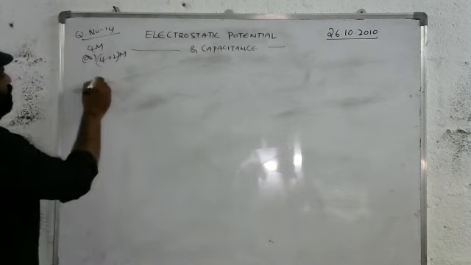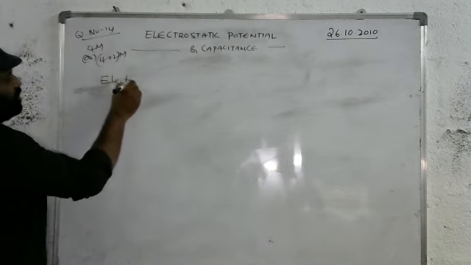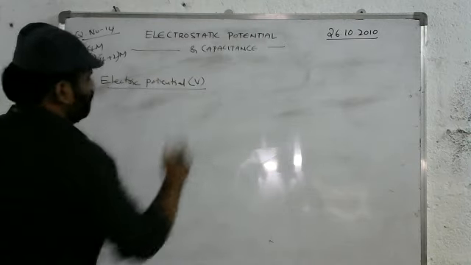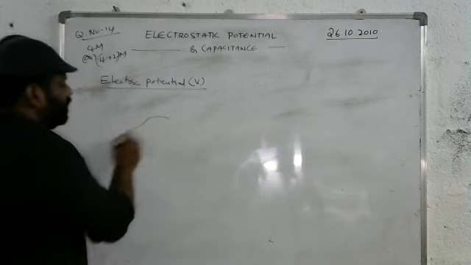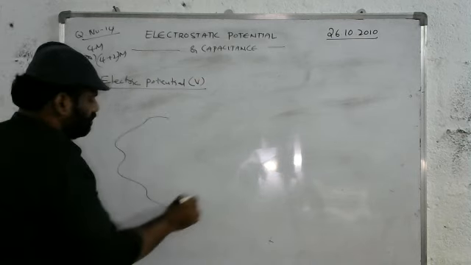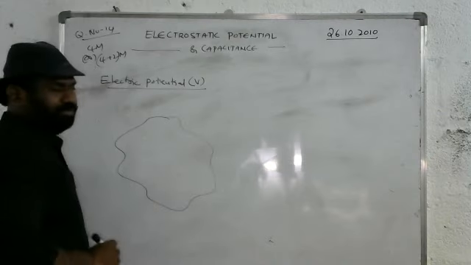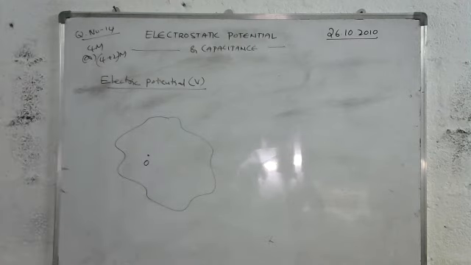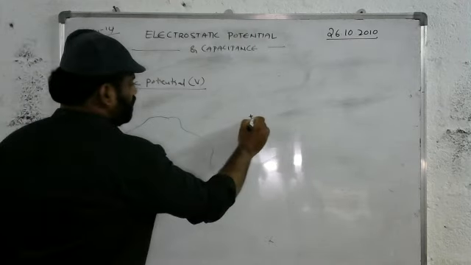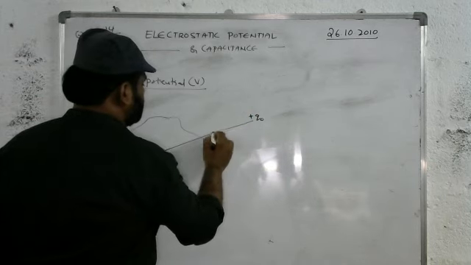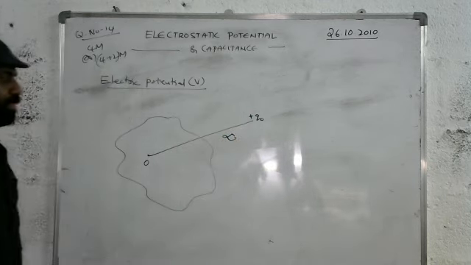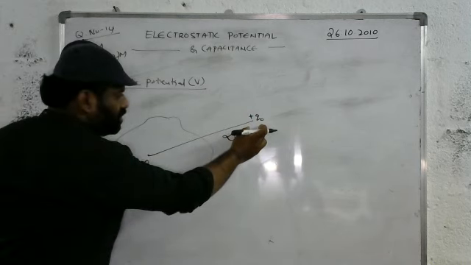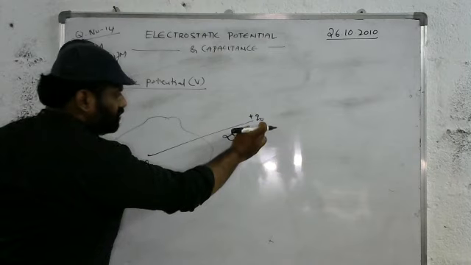What is electrostatic potential or electric potential? First we define what is electric potential. Electric potential or electrostatic potential is represented by the letter V. Consider a point O in an electric field, and a test charge at an infinite distance from the field. The work done in moving a unit test charge from infinity to a point in the field is called electric potential.